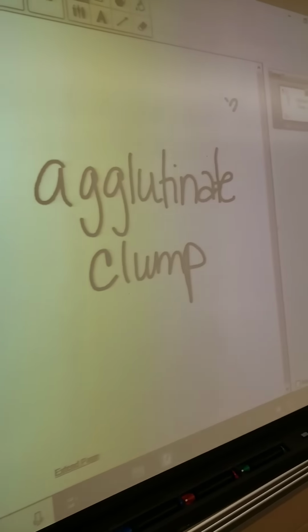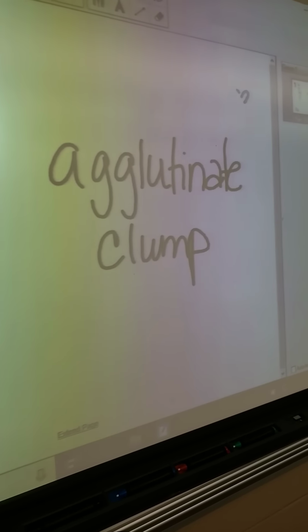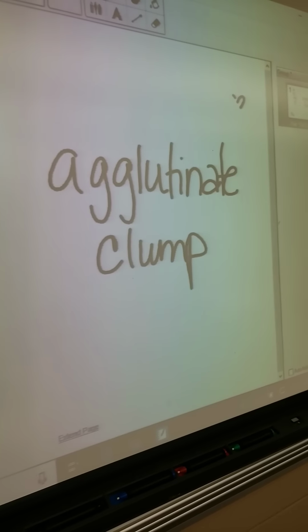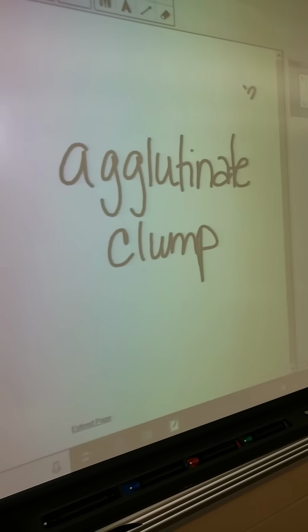Now, these are going to be important words as we do our possible blood typing lab. Agglutinate, or clump. Okay, agglutinate or to clump. And that's involved when you do blood typing or blood transfusion. All right, so let's look at transfusions.